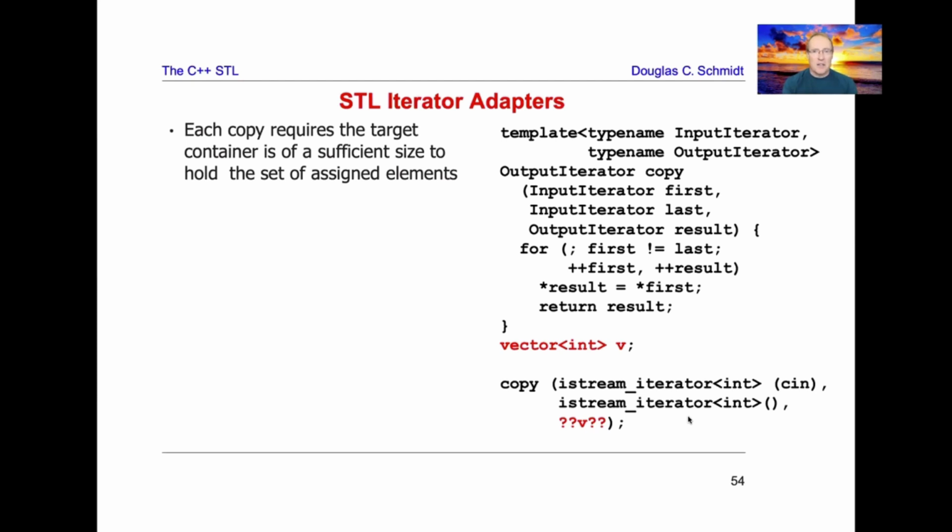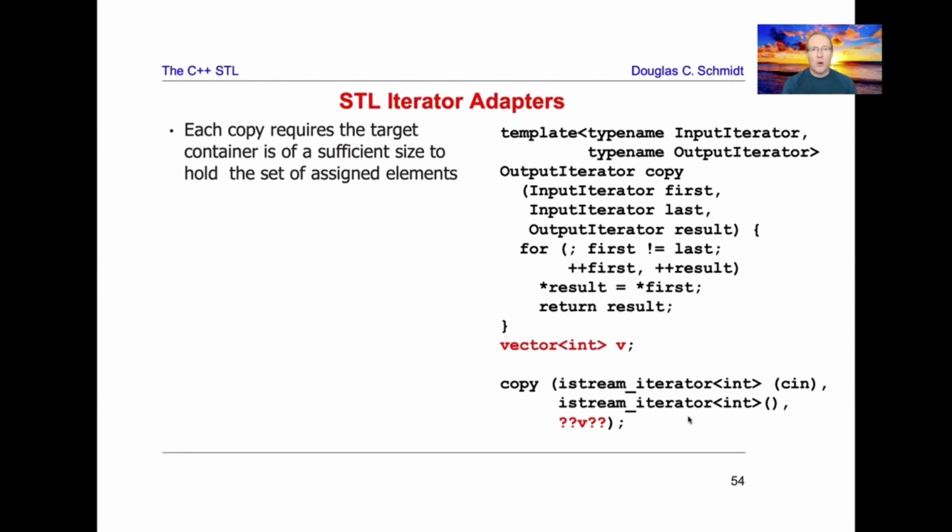Here's a little example I show you on the right-hand side, where we've got the copy algorithm, which you've now seen many times, and we've got a vector that we want to have the contents of standard input copied into. But that raises the question, how big should we make the vector? Obviously, if you make it too small, you'll end up with a bounds checking exception. If you make it too big, then you've wasted memory. So how can you make it just right? That's the question to wrestle with.